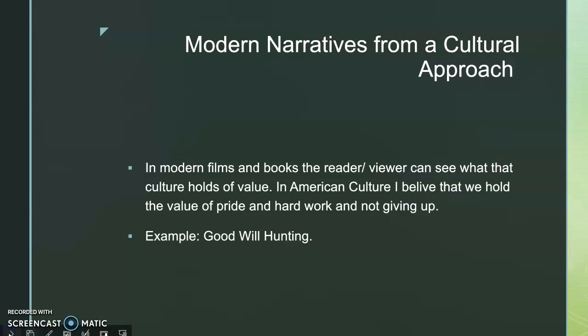Modern narratives from a cultural approach. In modern films and books, the reader and viewer can see what that culture holds of value. In American culture, I personally believe that we hold the value of pride, hard work, and not giving up. The example I came up with was Good Will Hunting.